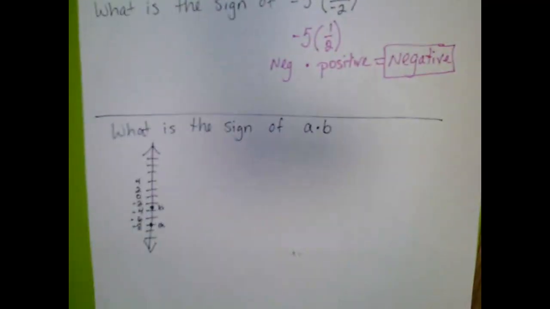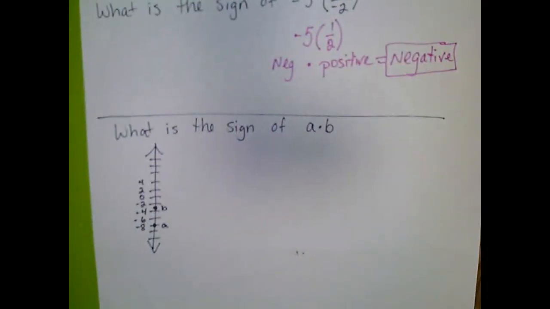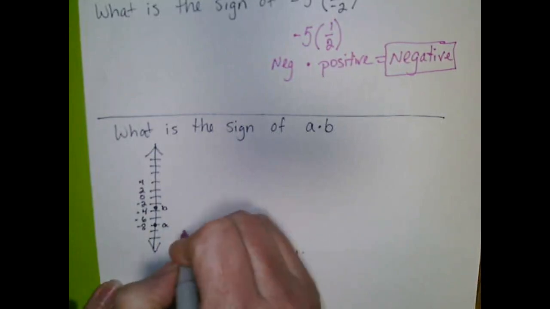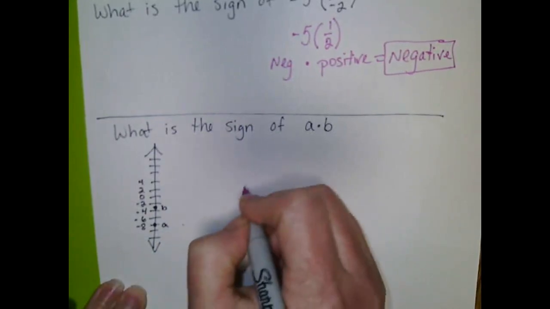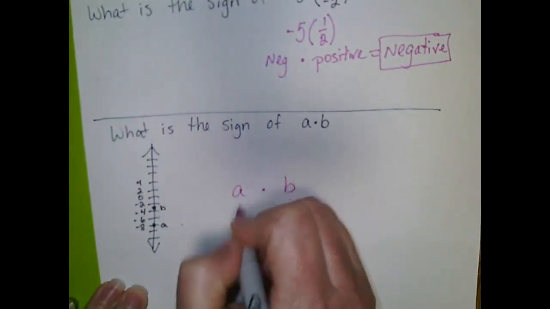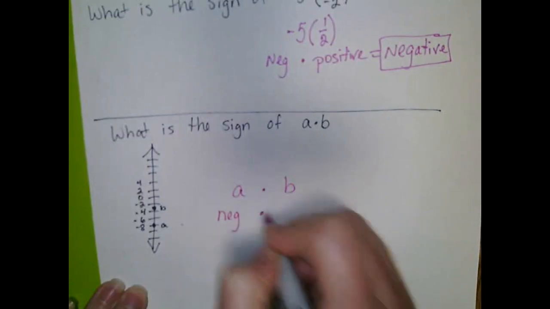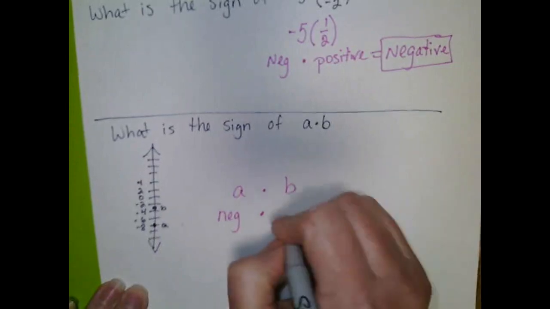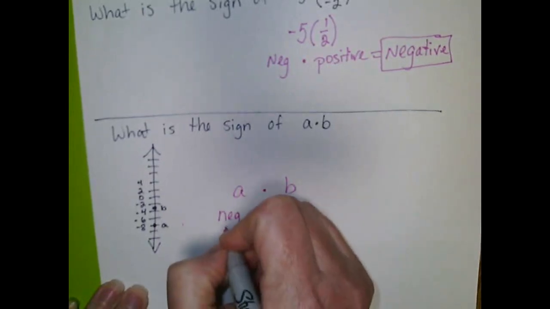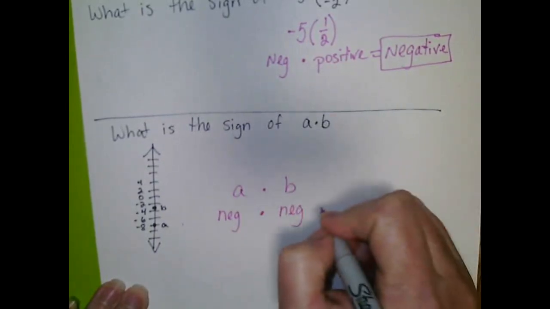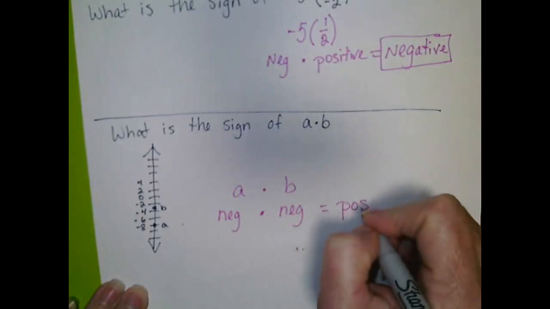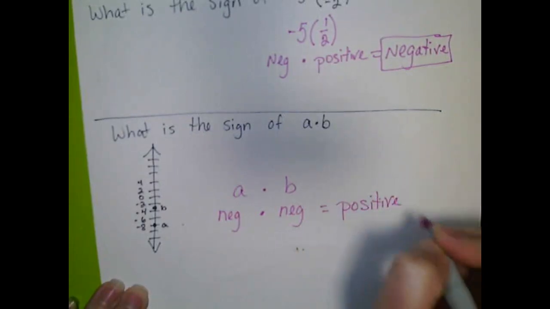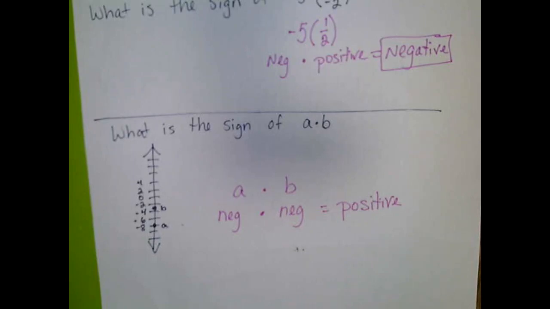The next one, we have what is the sign of A times B, where it's showing A is negative. So I'm going to write this A times B. We know A is negative. And B is also negative. It's below 0. If the signs are the same, your answer will be positive. So if you're multiplying two negative numbers, you get a positive number.